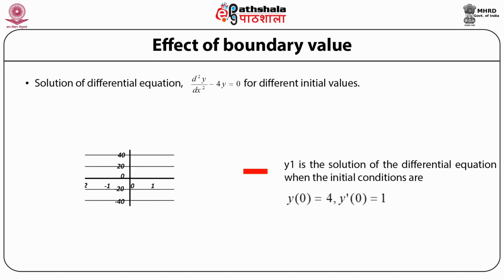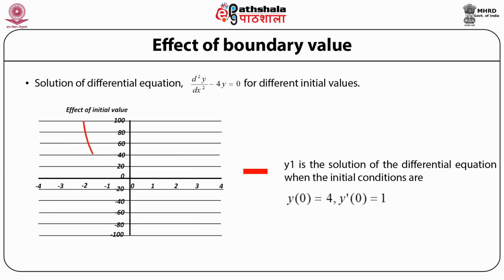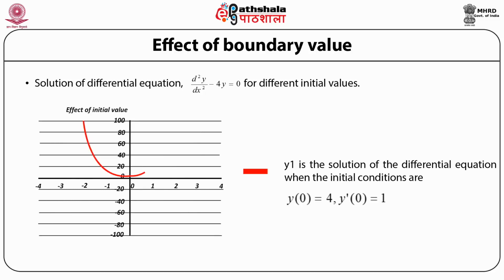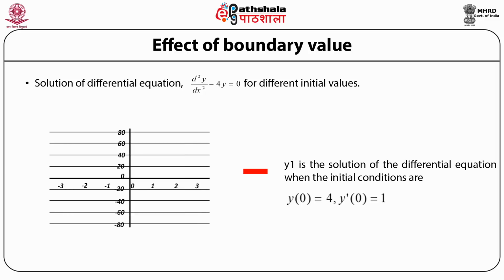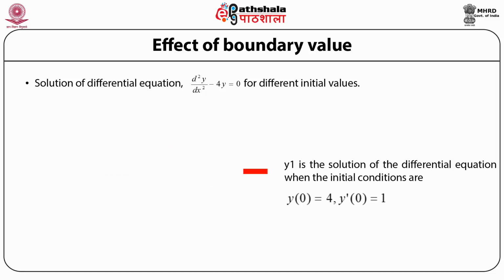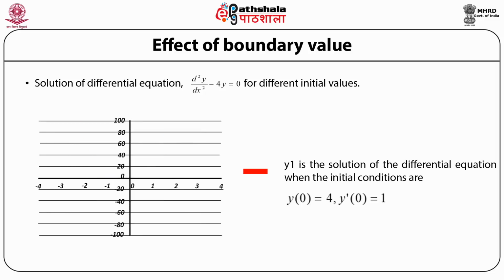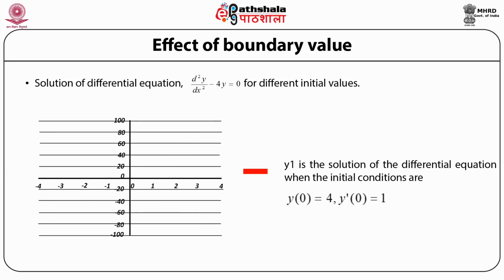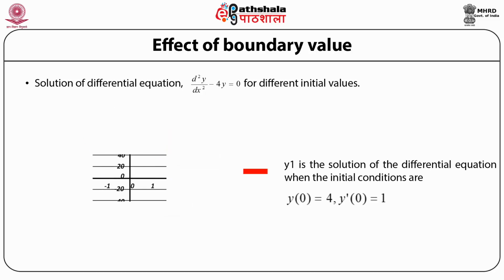As we saw earlier, we had different solutions depending on the boundary conditions. We are going to see graphically how it is different. As you can see in the slide, there is a red curve in the form of a U, and this is the solution for the initial condition y of 0 is equal to 4 and y dash of 0 is equal to 1. What is the speciality of this? You can see the solution is closed on one side and open on the other, which means the solutions can only be in the positive regime.